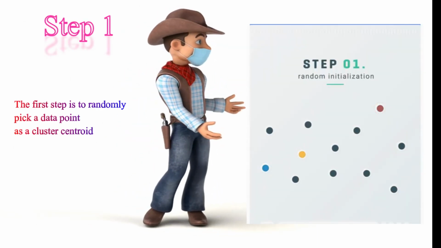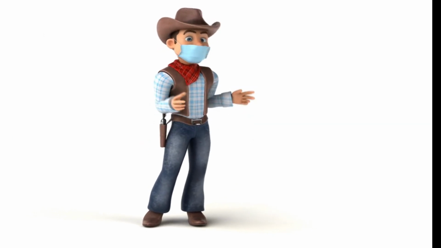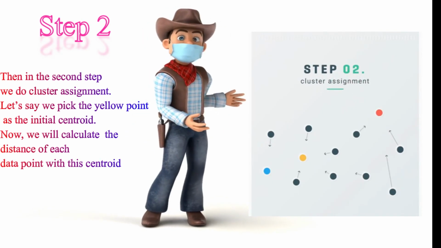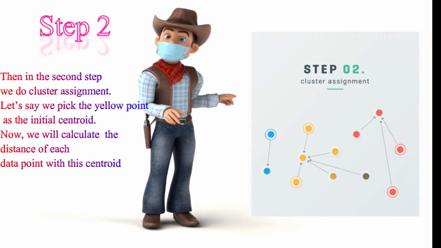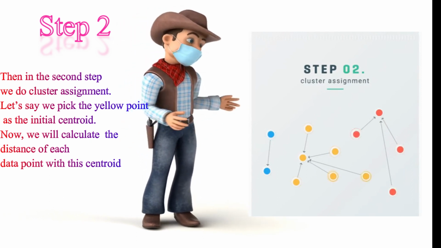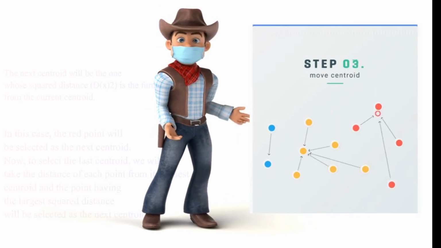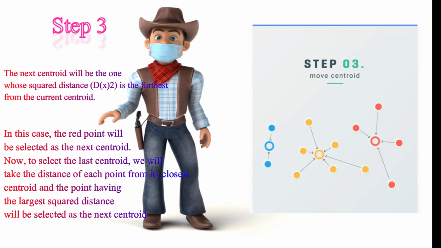The first step is to randomly pick a data point as a cluster centroid. Then in the second step we do cluster assignment. Let's say we pick the yellow point as the initial centroid. Now, we will calculate the distance of each data point with this centroid. The next centroid will be the one whose squared distance, dx², is the farthest from the current centroid. In this case, the red point will be selected as the next centroid.